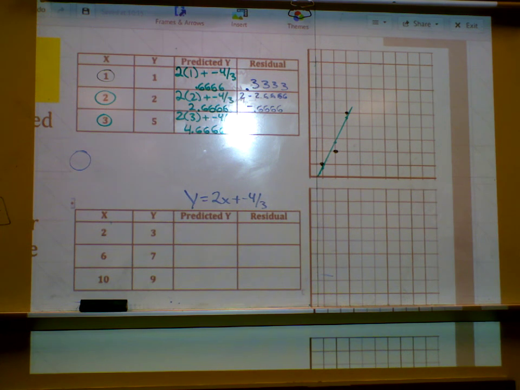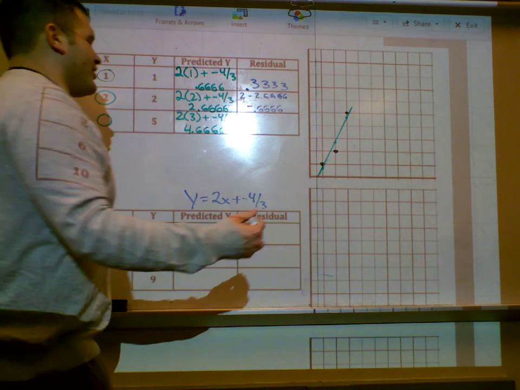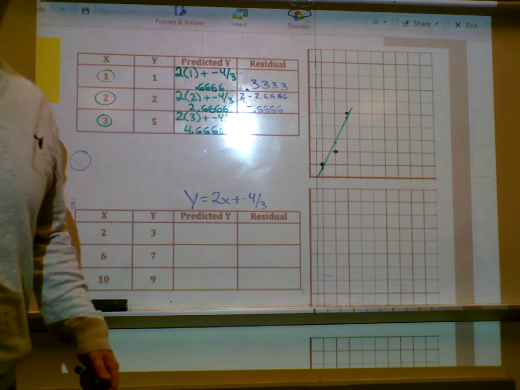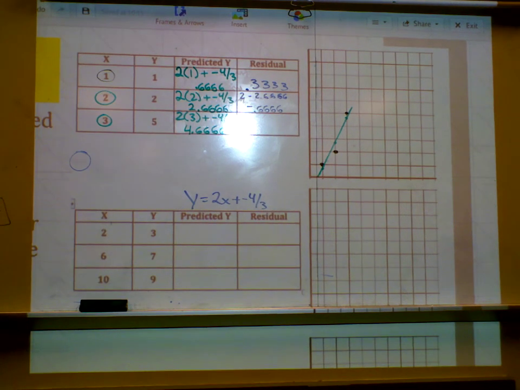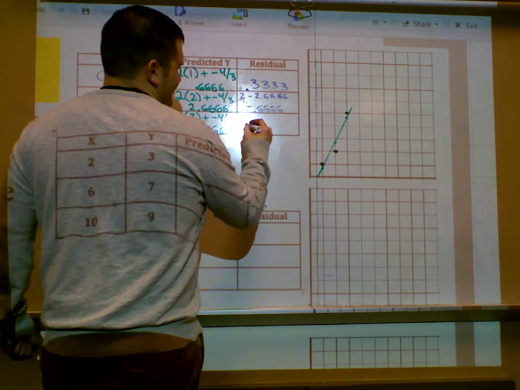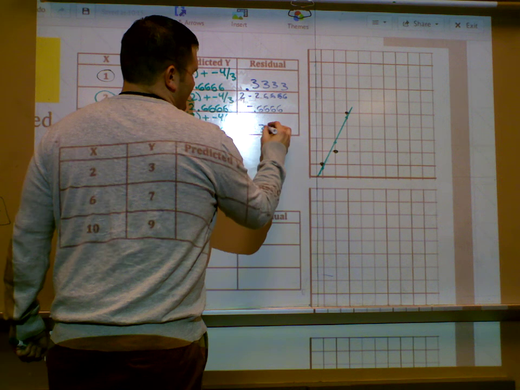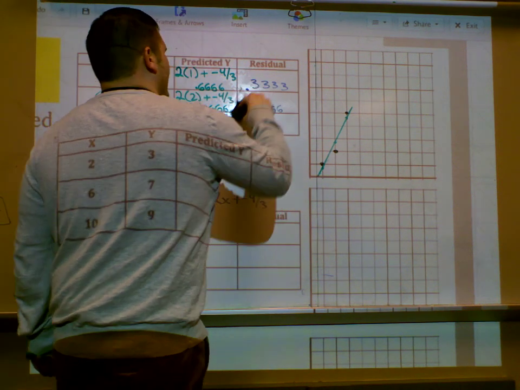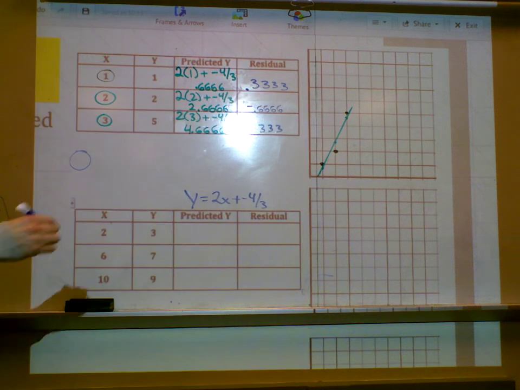5 minus 4.666666. Positive. Guys, we have calculators. Just try to have a calculator instead of just guessing. You have a calculator, don't you? Okay. 5 minus 4.6666666666. What was it, Whitney? 0.3333, right? And it'll keep going. If I actually use the fractions, those decimals will go on forever.